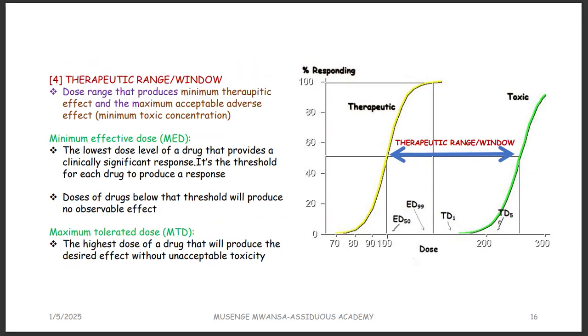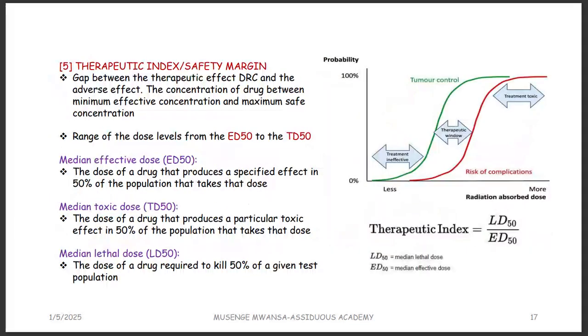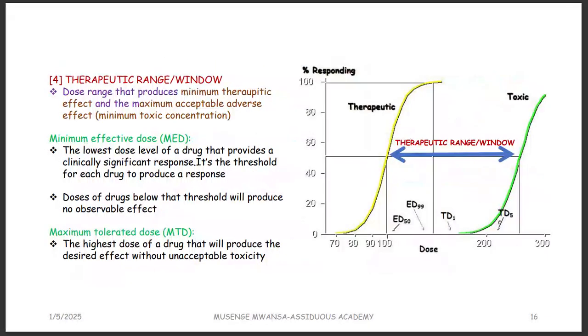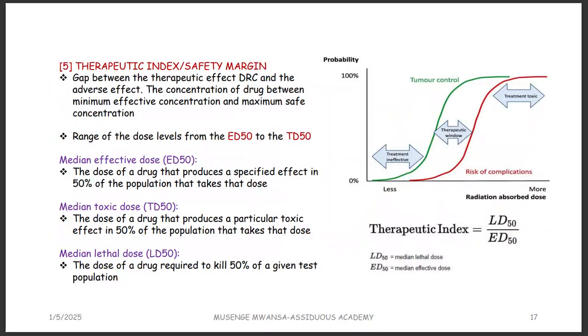So what's the difference? Therapeutic range, okay, these are two different terms. Here is supposed to be the margin, not window, right? The therapeutic window, you are talking about minimum therapeutic effect and the maximum acceptable adverse effect. Therapeutic index, you're talking about the median effective dose, the dose that you give and it produces half of the maximum response that you want, to the dose that you give and it kills half of the population that you are studying.